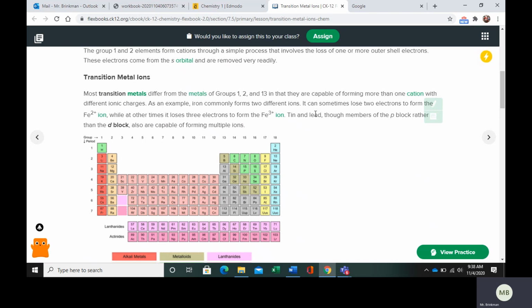Tin and lead are not members of the d block transition elements, but they are also capable of forming multiple ions.